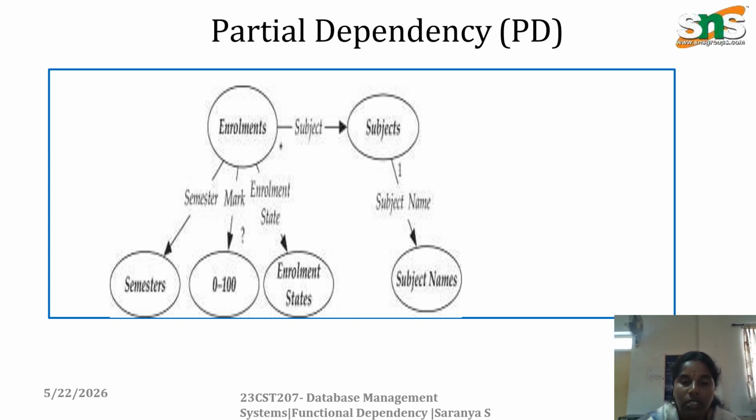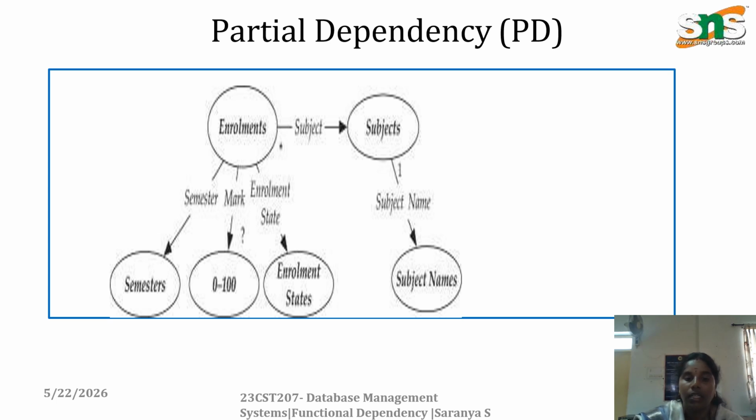A transitive functional dependency is when an attribute indirectly depends on the determinant. For example, if A tends to B and B tends to C, then according to the axiom of transitivity, A tends to C. This is a transitive functional dependency.